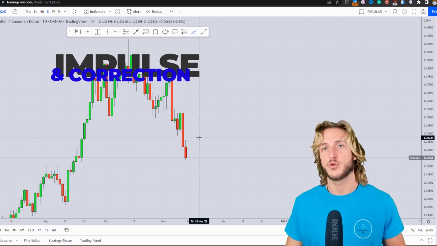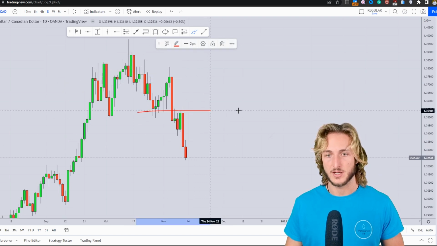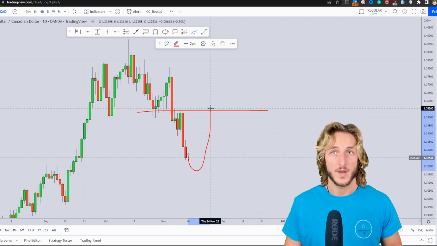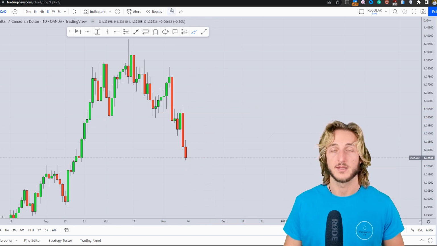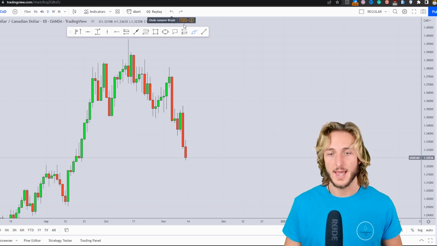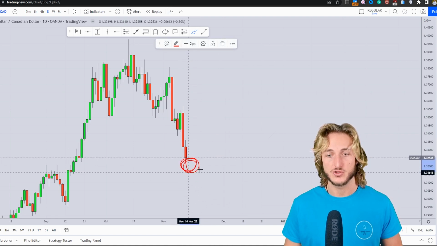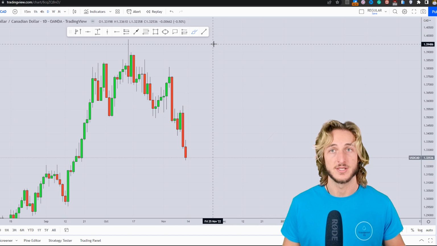And in this case, since we know that on the weekly we have an upside target around this zone, the correction could be all the way up to that completion zone of the weekly M pattern, also rejecting the support that we have all across this area.